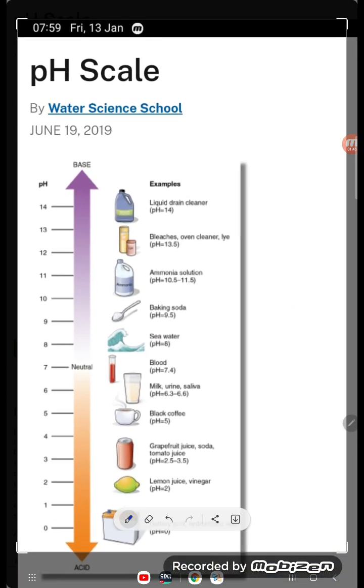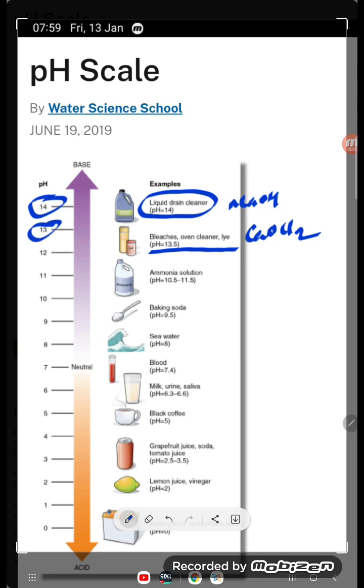Some examples are here. You mentioned, students, liquid drain cleaner. Liquid drain cleaner contains sodium hydroxide. So what is the pH, students? 14. Bleaching powder or oven cleaner, bleaching powder that is CaOCl2, it is 13. Next, ammonia solution, NH3 solution, its pH is around 11. Baking soda, you must be knowing, NaHCO3, has a pH range of 9 to 10.